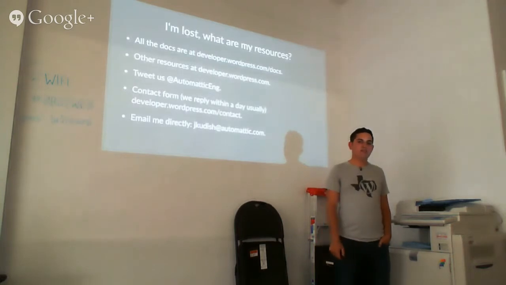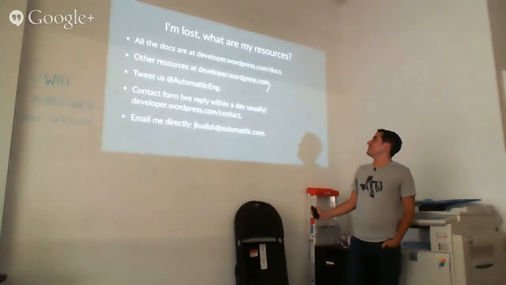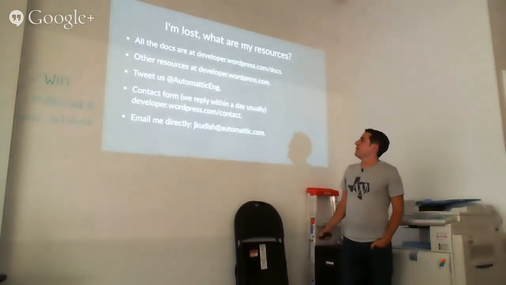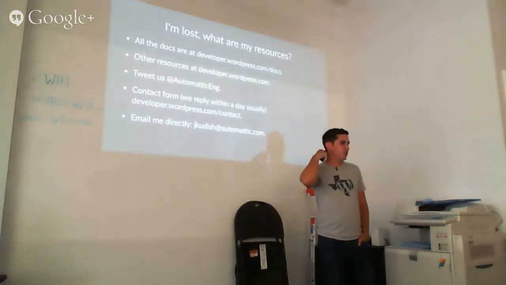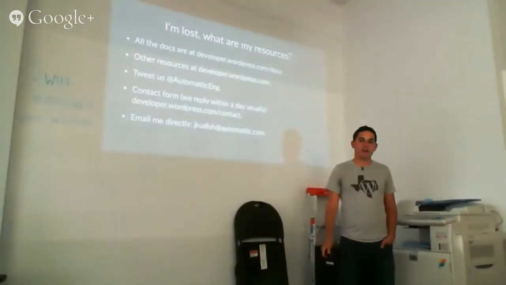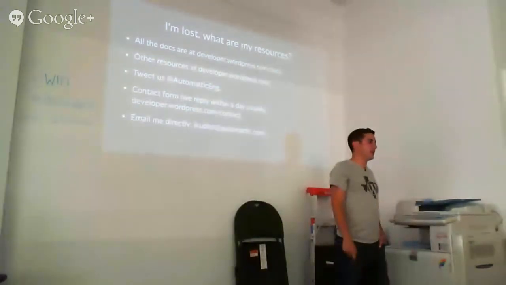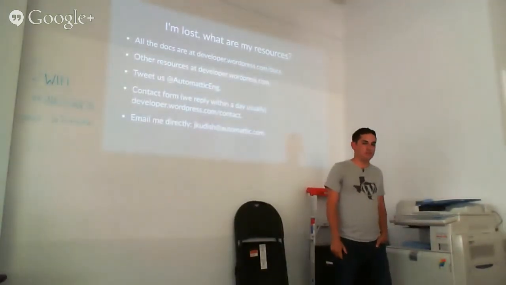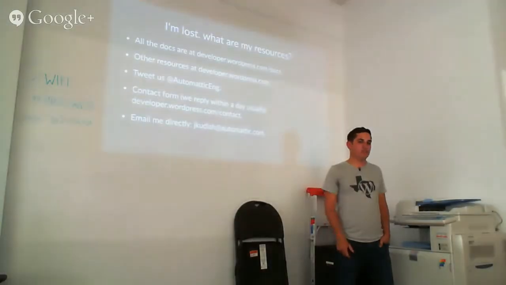If you're lost and you don't really know what to do, you should know that all the docs are here. You can tweet us at automaticeng for engineering, and usually me or someone else on my team will reply pretty quickly. We have a contact form on developer.wordpress.com, which we monitor on a daily basis, and we'll respond to any questions. And you can, of course, email me directly if you want to, and I'll have a few business cards available if you want.